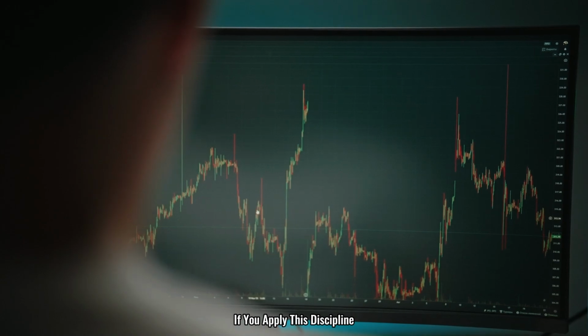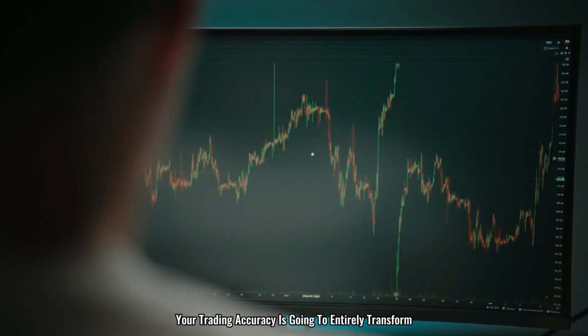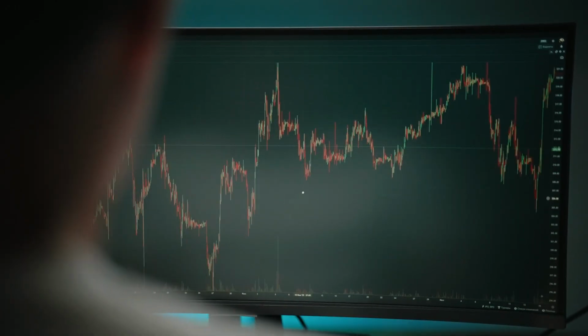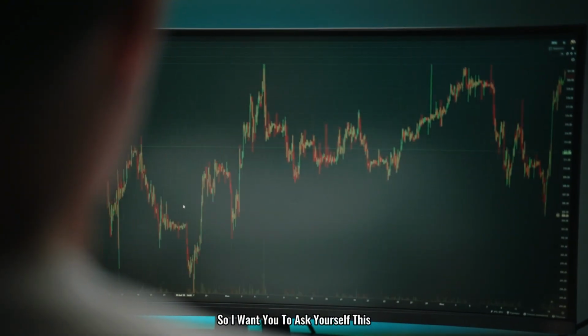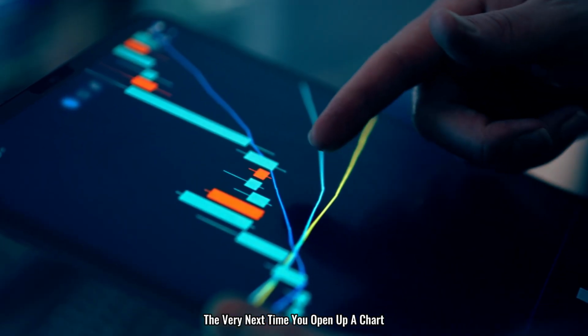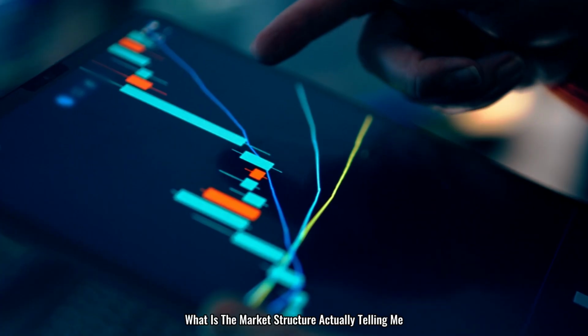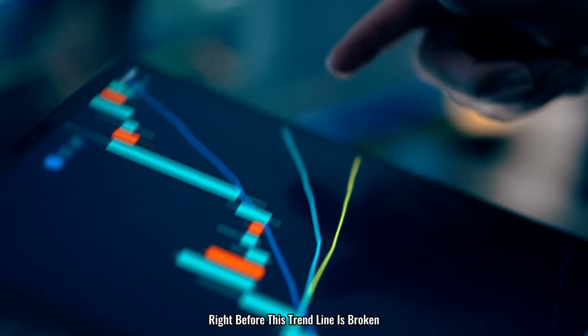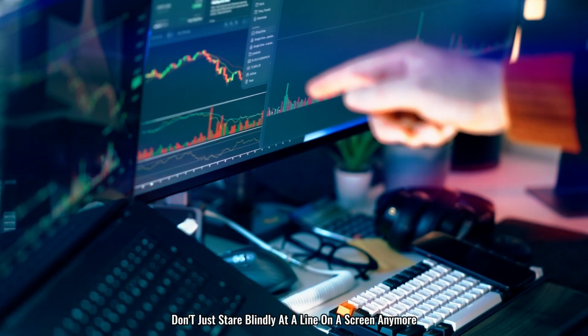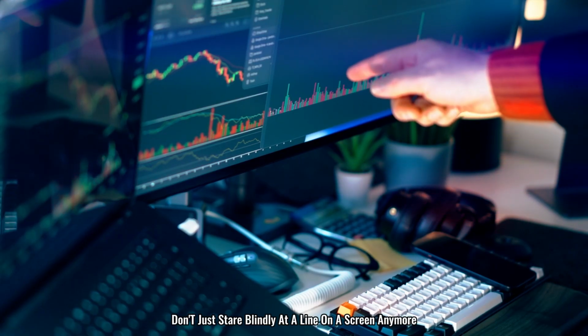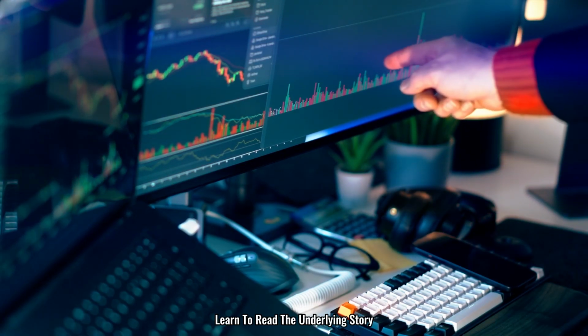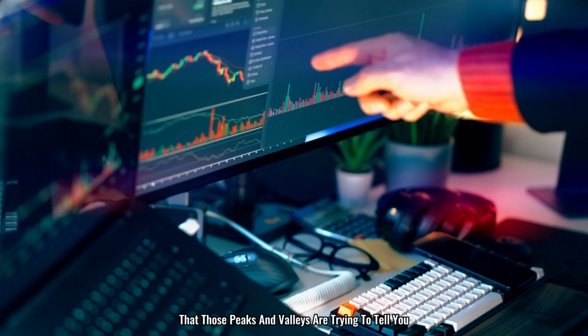If you apply this discipline, your trading accuracy is going to entirely transform. So I want you to ask yourself this: the very next time you open up a chart, what is the market structure actually telling me right before this trend line is broken? Seriously, don't just stare blindly at a line on a screen anymore. Learn to read the underlying story that those peaks and valleys are trying to tell you.